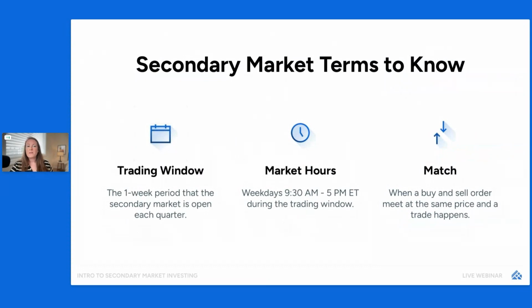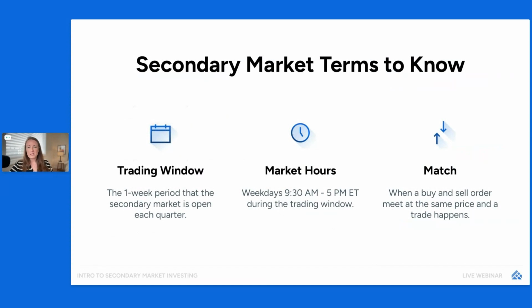To get us started, I want to talk about three terms maybe you've heard on other platforms used in regards to trading, but they're new to Arrived with the introduction of the secondary market. So I wanted to touch on them before I start using them. The trading window, which you just heard from Ryan, is the 1 week period that the secondary market is open every quarter.